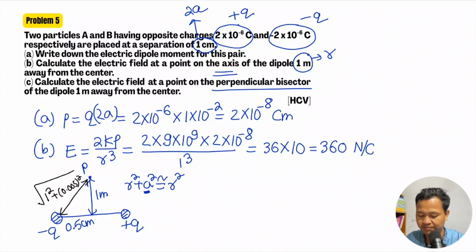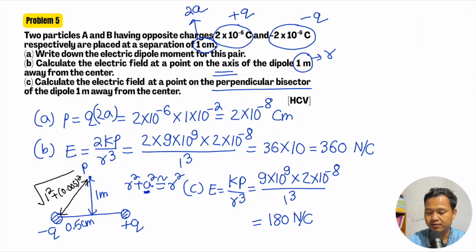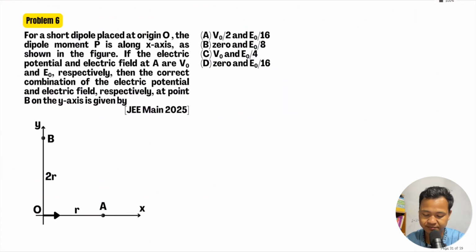Now we can directly apply the formula: E equals k into p divided by r cube. K is 9 into 10 power 9, p is 2 into 10 power minus 8, divided by r, which is 1 cube. So 9 twos are 18, so the answer is 180 Newton per coulomb.